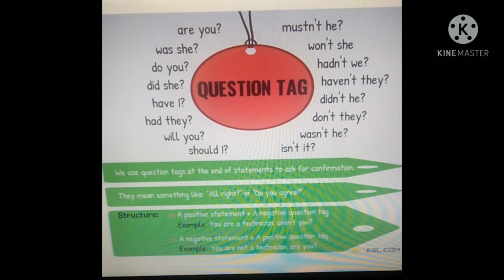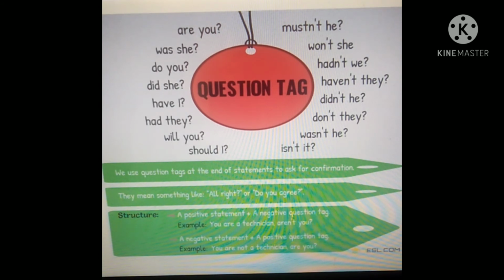Okay, coming to the next topic, we have question tags. Now you can see on the slide many small words are written. Are you, was she, do you. What are these? These are question tags, and after them you can see you have a question mark. Let's read. We use question tags at the end of statements to ask for confirmation. They mean something like all right or do you agree?